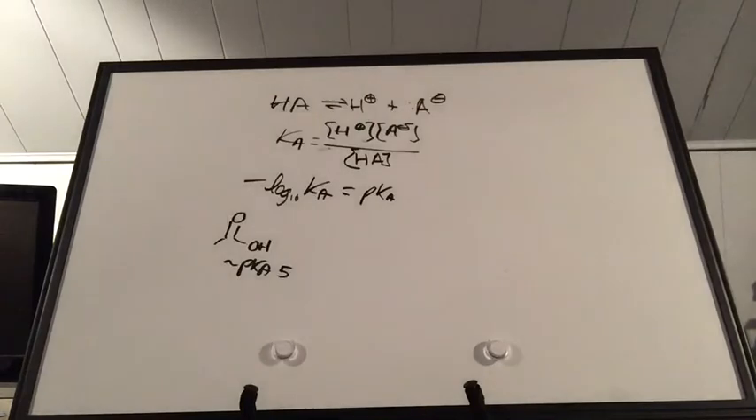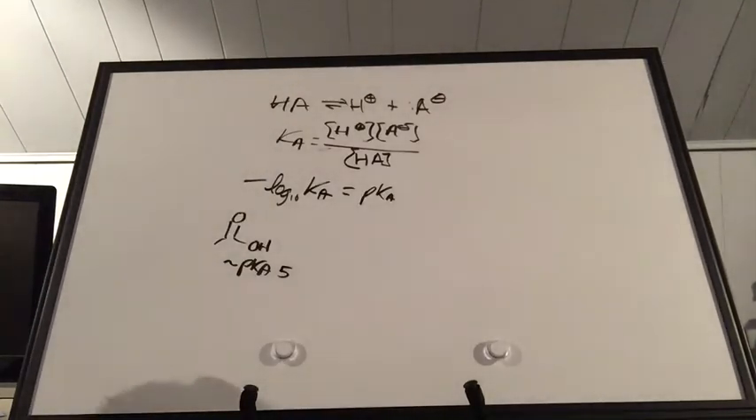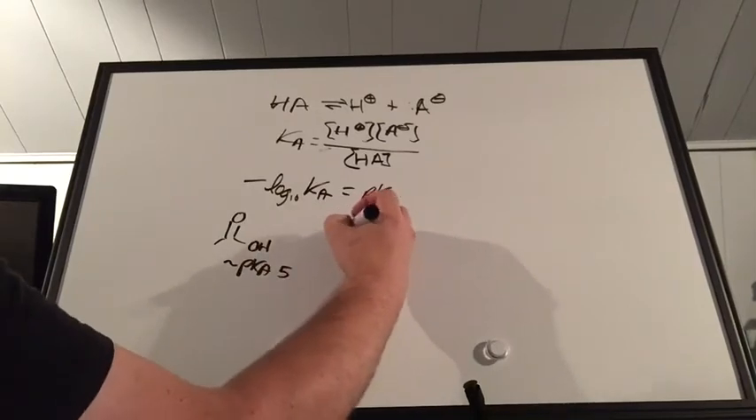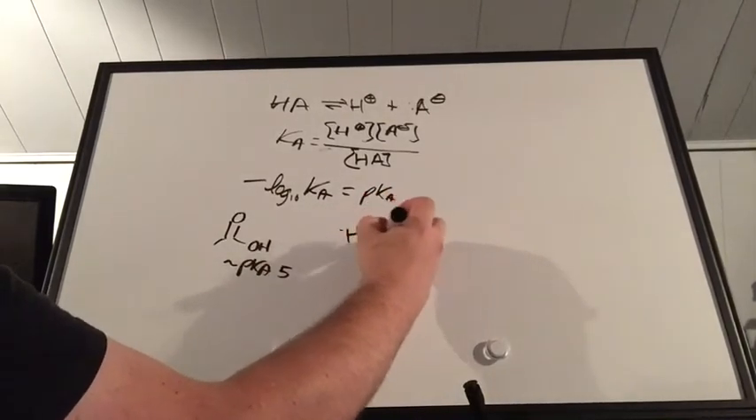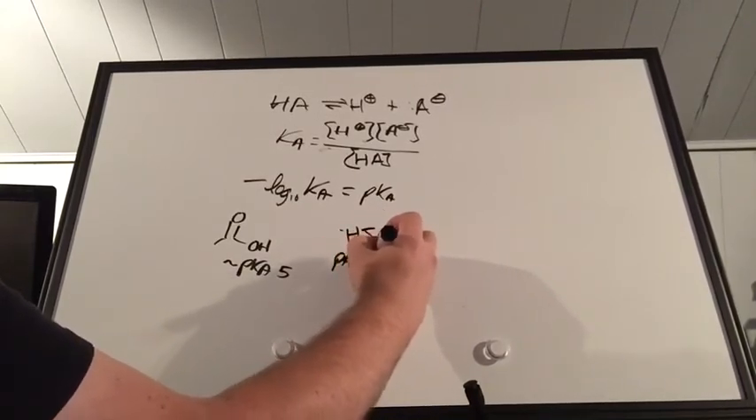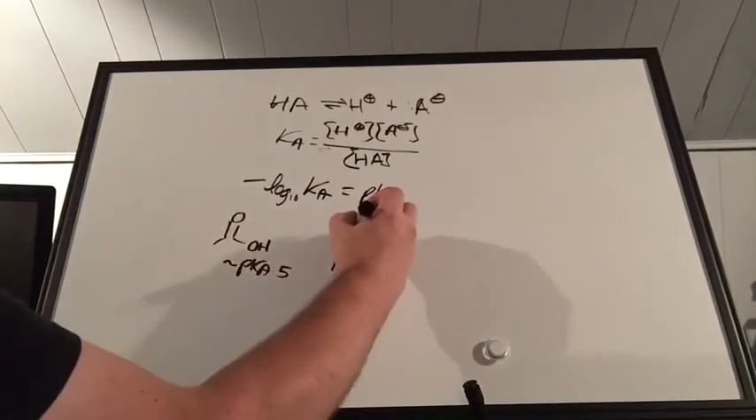So you can see, I'll just do a pretty wide range here. So hydroiodic acid, so HI is going to have a pKa of negative 10. Okay, so that's a very, very strong acid.